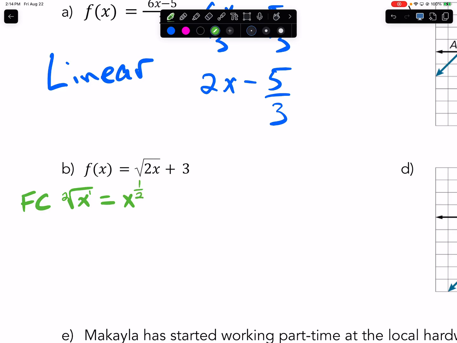X to the 1/2. That means the same thing. So if it's cube root, it's x to the what? 1/3, right? 4th root, x to the 1/4, and so on. The way I remember that is I envision this little part of the square root like a down arrow. That helps me remember that 2 is in the denominator.